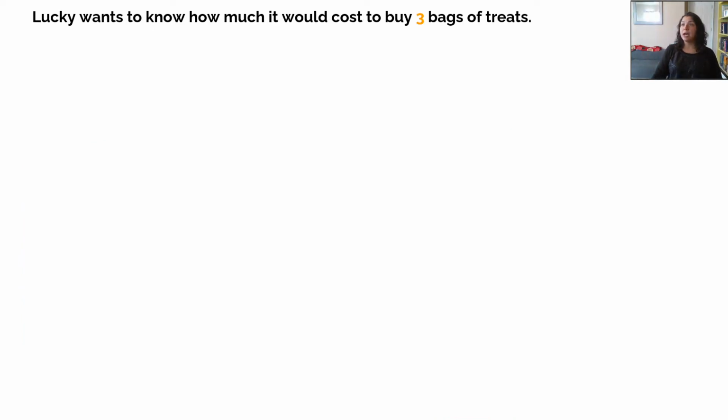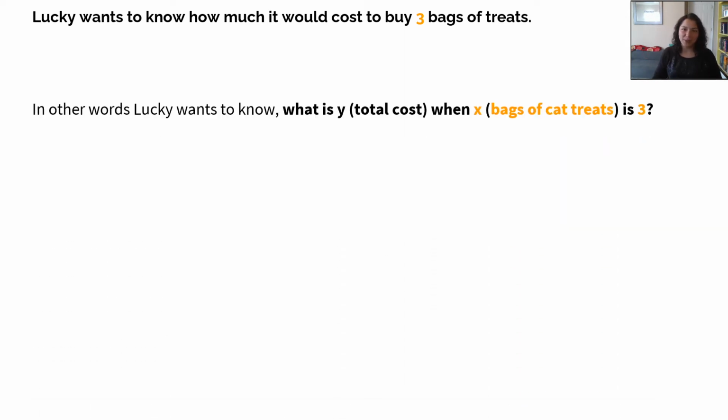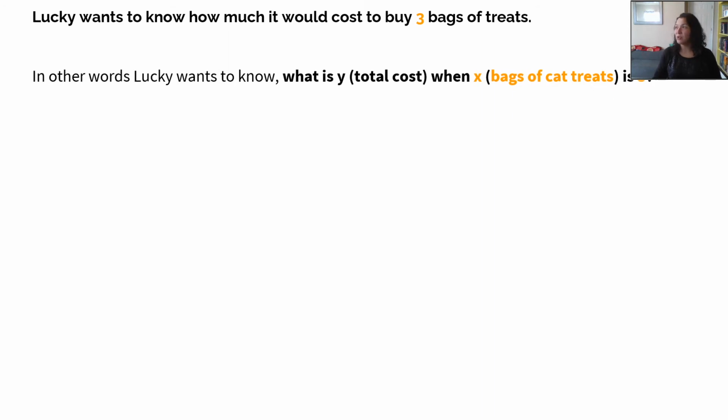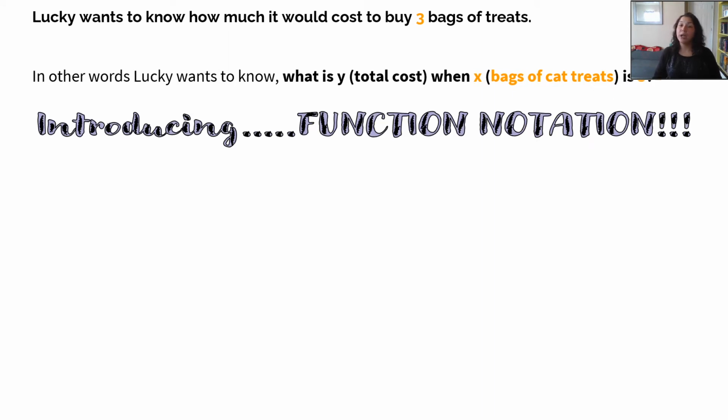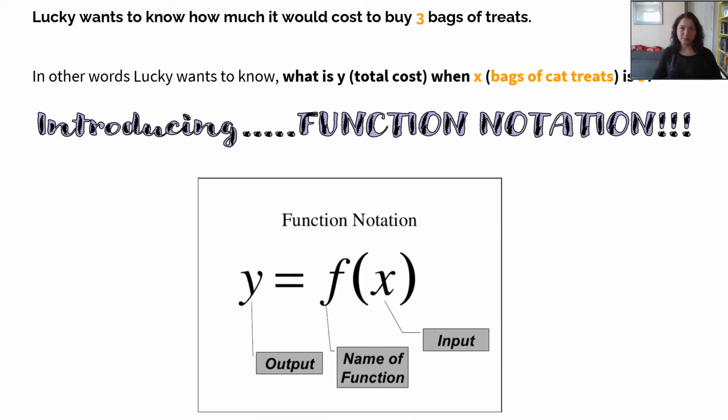So Lucky wants to know how much it would cost to buy 3 bags of treats. Now, you already did the math because you guys were multiplying for me, doing all sorts of crazy stuff. What I want you guys to think about is this new way of thinking. You guys already knew the math. You figured out it didn't take very much to figure out how much 3 bags of treats would cost. Now, what I want to start doing is rewriting it and tweaking your brain a little as to how you interpret this.